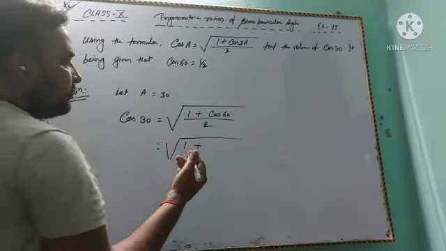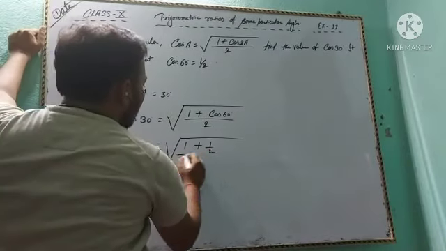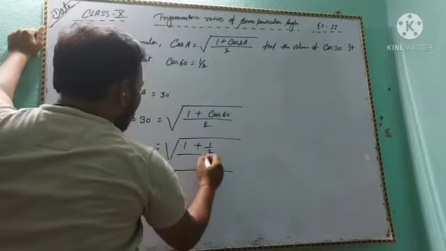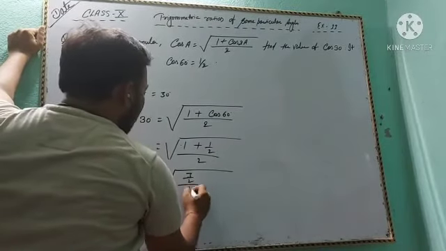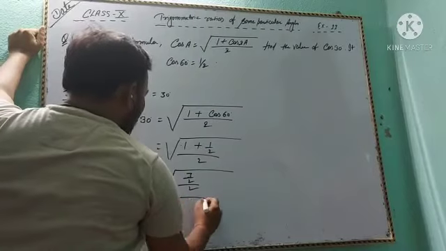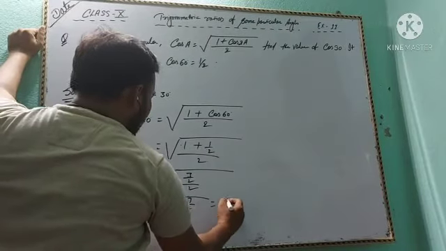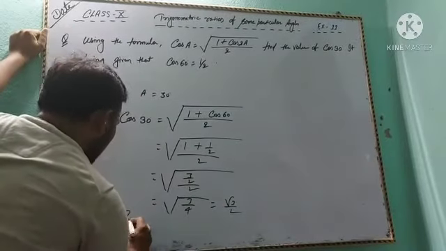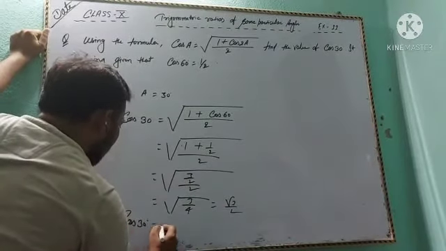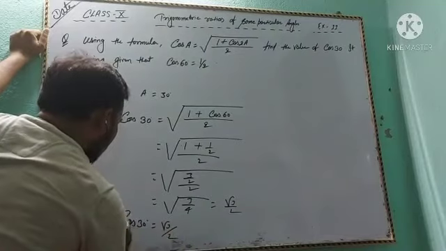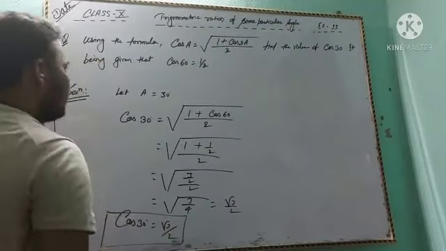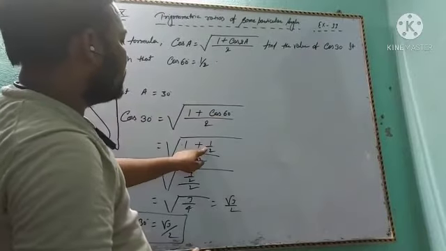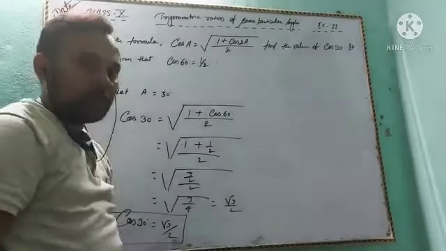The value of cos 60 degree is 1 by 2. So students, 1 plus 1 by 2 is 3 by 2, divided by 2, that is root under 3 by 4, that is root 3 by 2. So here, students, the value of cos 30 degree is equal to root 3 by 2, given that cos 60 degree is 1 by 2.